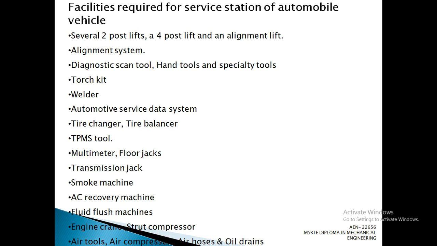Next, that is tire changer, balancer, TPMS tools, multimeter. Multimeter comes in the electronic part, that is to check the electrical circuits, floor jacks, transmission jacks, smoke machine, AC recovery machine, fluid flush. That is, fluid flush machines can be used to flush all the fluid from the different devices or simply from the different hydraulic circuits that are used maybe for braking, maybe for steering system, etc.